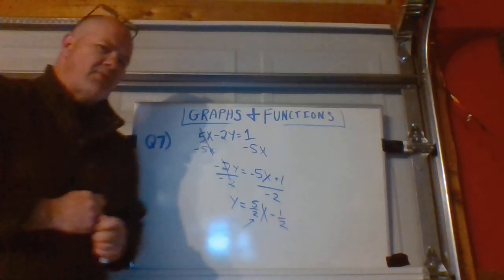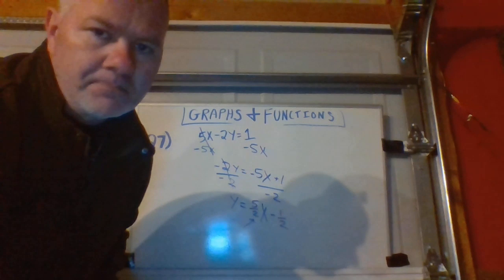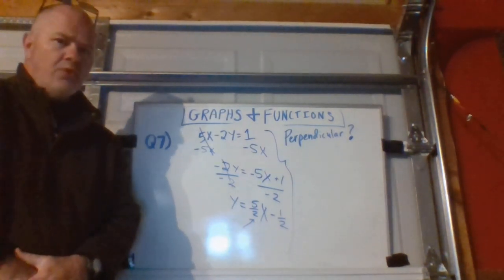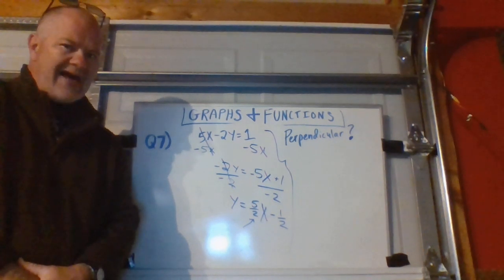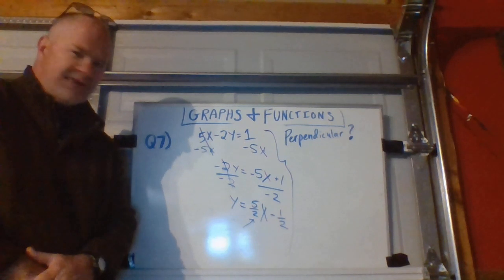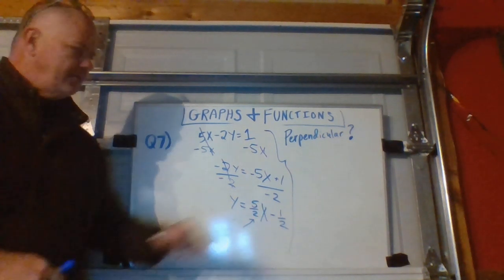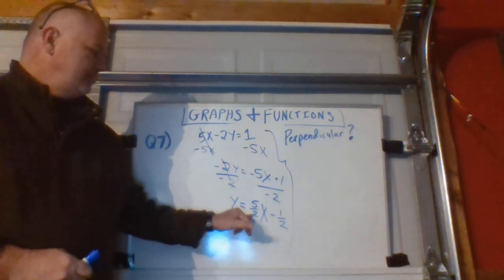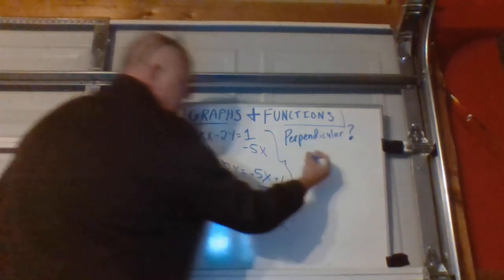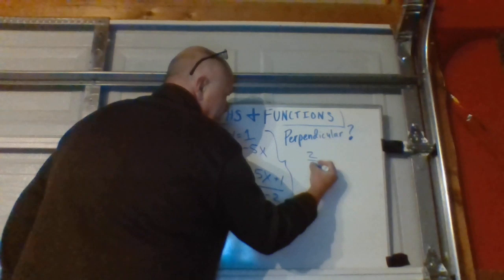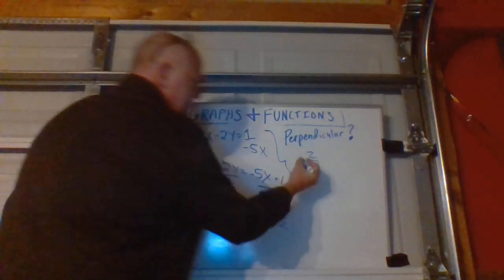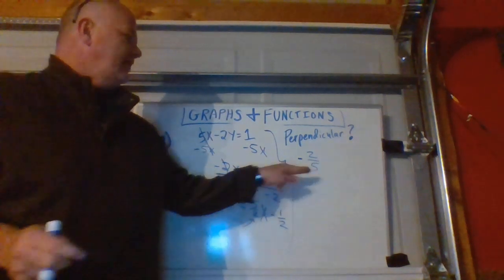Let's look at the follow-up question on this. The question asks, what is the slope of a line that's perpendicular to this equation? Perpendicular, not parallel, but perpendicular. So we take that slope and we flip it. So that becomes 2 over 5. The other thing we have to do is the sign has to change. So that becomes negative 2/5.